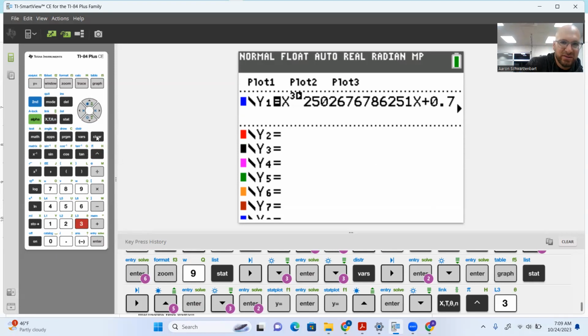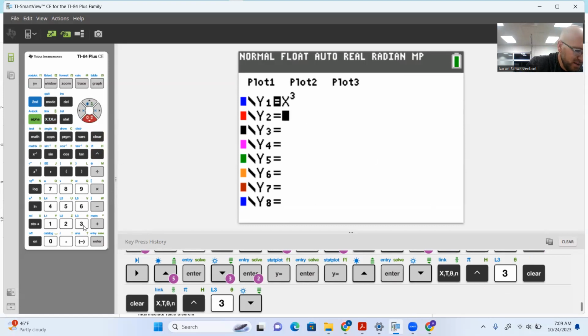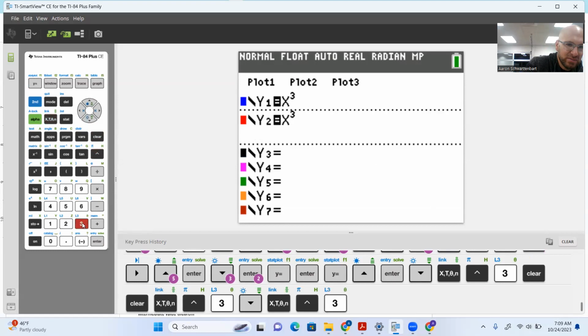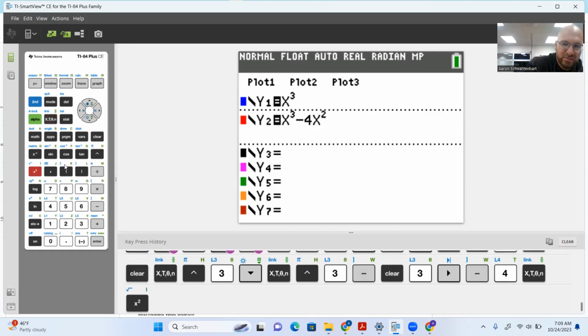Oops. I'm going to have to clear this whole line. And then I'm going to have x cubed minus, oops, got to get out of the exponent first, minus 4x squared minus 5x minus 3.